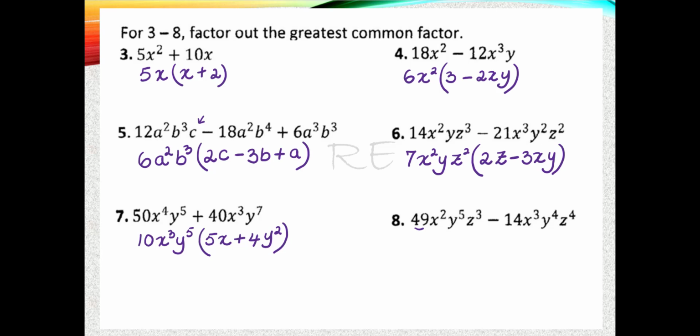Between 49 and 14, GCF is 7. X squared and x cubed, GCF x squared. Y fifth and y fourth, GCF y fourth. Z to the third and z to the fourth, GCF z to the third. Now 7 times 7, 49, and y times y, y to the fifth. X squared and z to the third need just to be multiplied by 1. 7 times 2, 14. X squared times x, x to the third, and z times z cubed, z to the fourth.